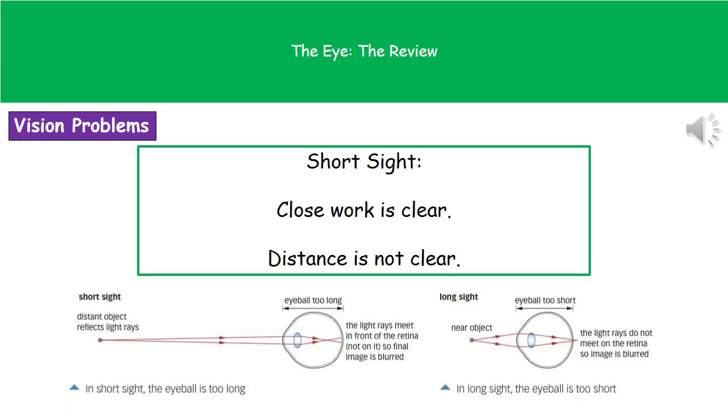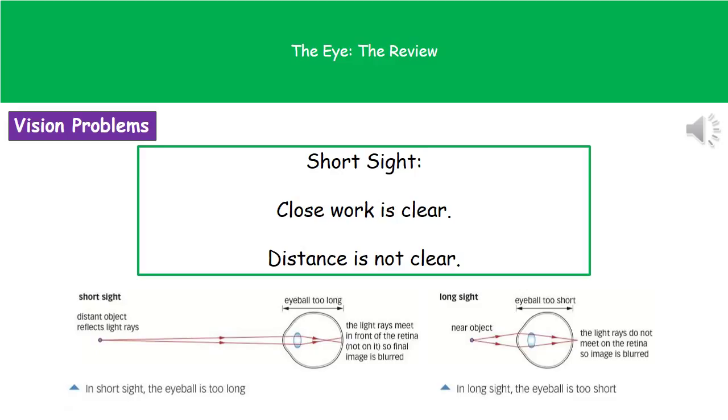And the final problem we've got is being short-sighted. So in this one, anything you're reading up close is nice and clear, but anything you're trying to look at in the distance becomes unclear and blurred. The reason behind this, if we think about being short-sighted first of all, is that your eyeball is too long. So if you look at the picture on the left hand side, you can see that as a result of that, the light rays are meeting in front of the retina. So your final image is going to be blurred, because as those rays cross over, you get that blurred image forming as a result of where they hit your retina.